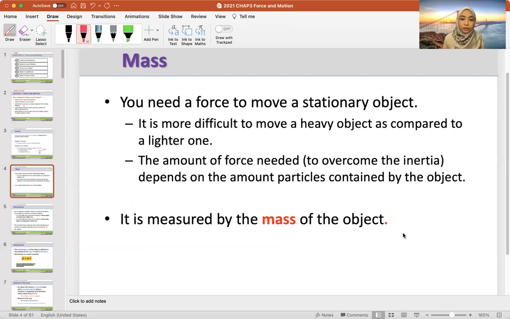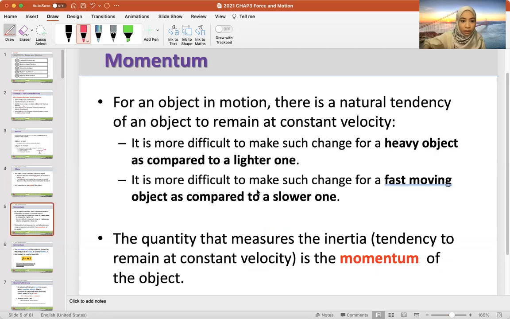Okay, again, you need a force to move a stationary object. It is more difficult to move a heavy object as compared to a lighter one. This is also related to inertia. The amount of force needed to overcome inertia depends on the amount of particles contained by the object. So this is measured by the mass lah, meaning to say mass affects inertia. So the heavier you are, or the heavier the object is, it's harder to change the direction, it's harder to change the speed, or it's hard to come to a complete stop.